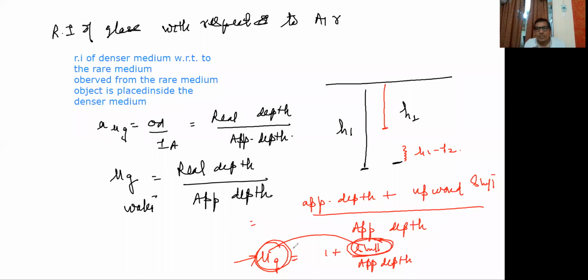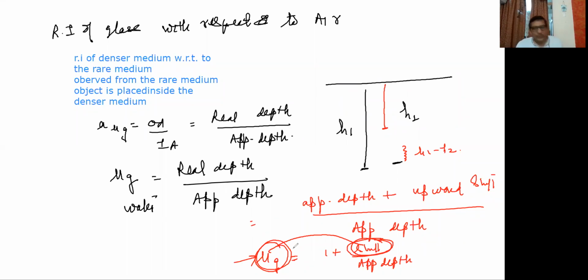Fine, more the density of the medium, more is the refractive index of any denser medium with respect to vacuum or with respect to the rare medium, and there is more shift in that medium. I hope you understand that. Everyone? Yes, sir.